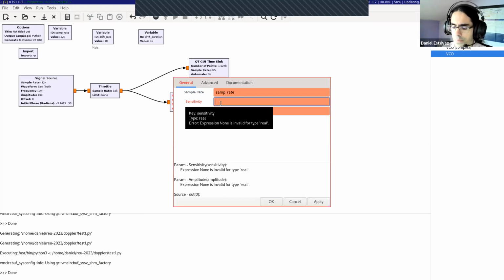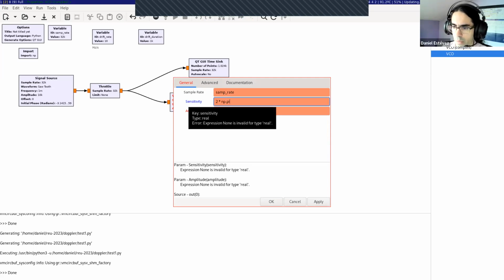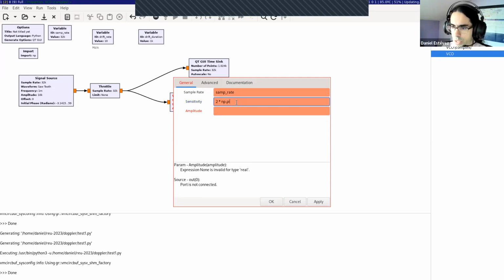And then the sensitivity is by what number we need to multiply the input to obtain radians per second. And the input is already in hertz, because we have adjusted the signal source here to have hertz. So if I want to convert hertz to radians per second, then I need to multiply by 2 pi, as I was explaining, because there are 2 pi radians in one cycle. So the sensitivity in this case is 2 pi. But just because the units of the sensitivity are supposed to be radians per second, not because of any other implication.